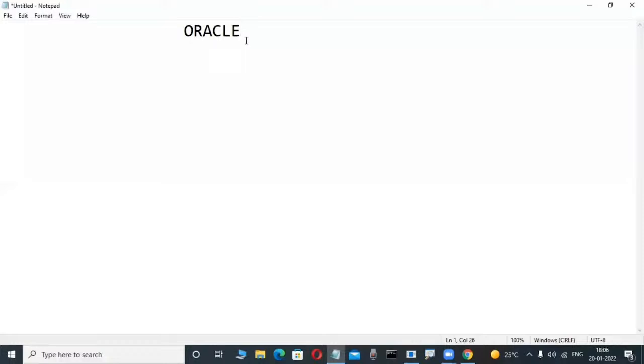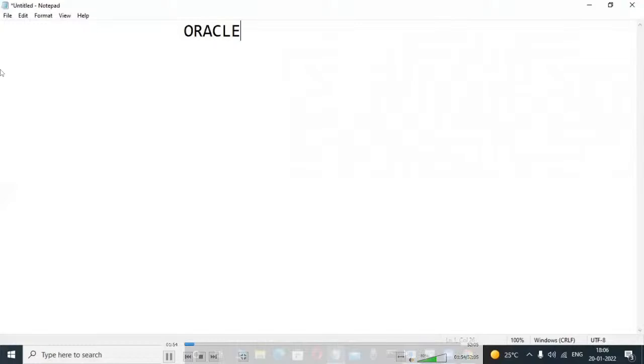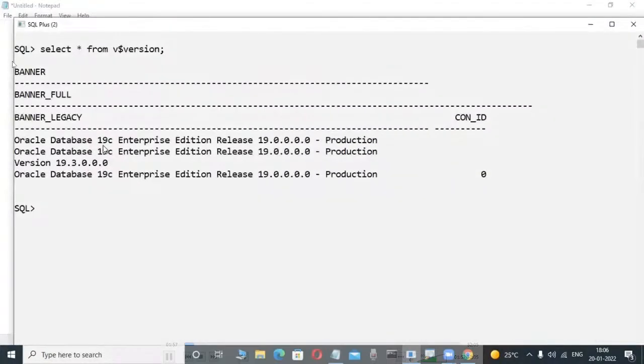Oracle 1.0, 2.0, 3.0, 4.0, 5.0, 6.0, 6.1, 5.1 also there. And now 7.0, 7.1, 7.2, 7.3, 8.0, 8.1.5, 8.1.6, 8.1.7. That is also called 8i, then 9i, 10g, 11g, 12c, 18c, 19c, and the latest one, 21c. But in our class, this software is available, 19c we are learning only.